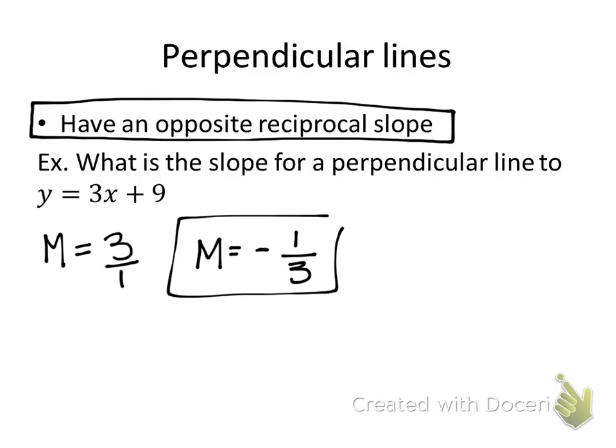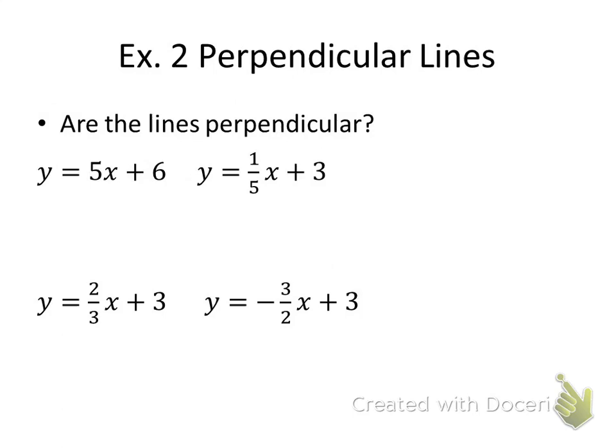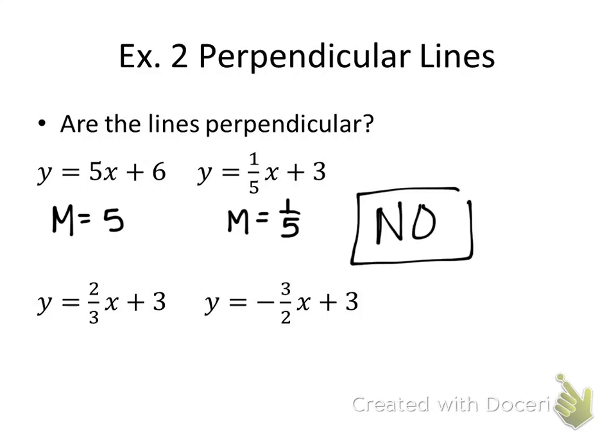Okay, so let's do the next type of problem. They want us to say, are the lines perpendicular? So I've got to look at my slope. What's the slope of this first line? 5. What's the slope of the second line? 1/5. Okay, ask yourself the two questions. Are they opposite, and are they reciprocals? Are they opposite? This is positive, and this is positive. So no, these lines are not perpendicular because they're not even opposites. Now, they are reciprocals of one another, but they have to be both opposite reciprocals in order to be perpendicular.